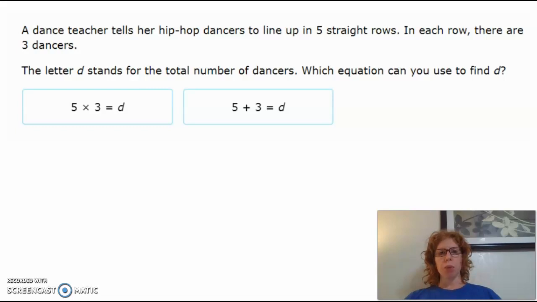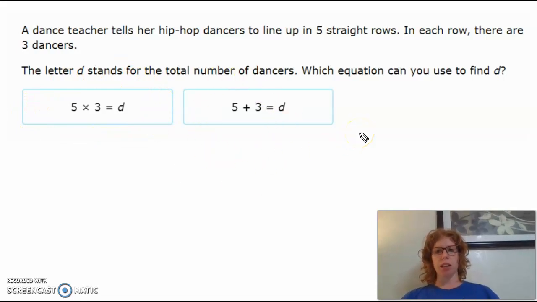So our first problem we're working with is a dance teacher tells her hip hop dancers to line up in 5 straight rows. In each row there are 3 dancers. The letter D stands for the total number of dancers. What equation can you use to find D? Well, they've given us 2 options here. We've got 5 times 3 is D, and 5 plus 3 is D.